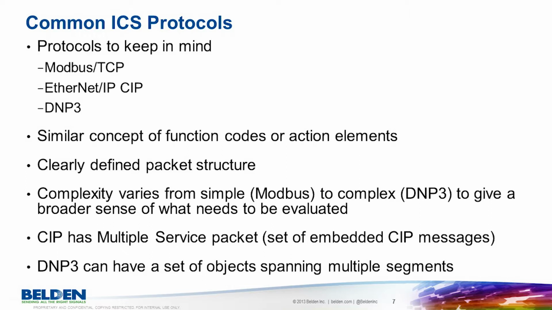You think of CIP, you have these multiple service packets. So even portions within the protocol itself become more complex. In a multiple service packet, you actually have these embedded CIP messages. So you could have 30 CIP messages within a single TCP frame. How does the PLC deal with this if it doesn't expect this? Does it support it? DNP3 has segmentation. So these are all things to keep in mind when you're thinking about, this product supports it, but what does that really mean? How can you really grade these against each other?